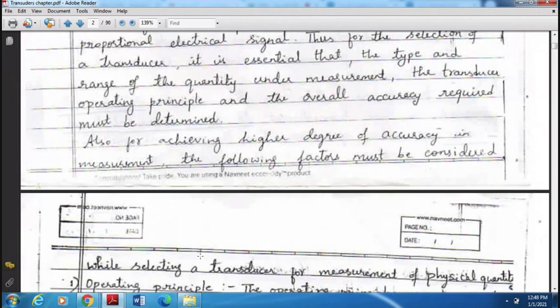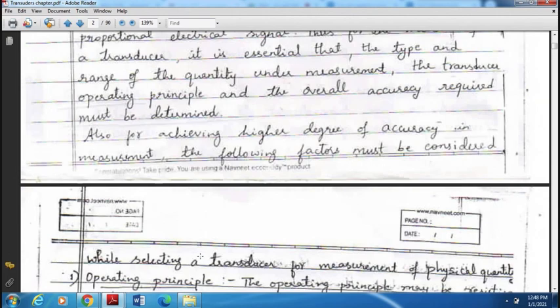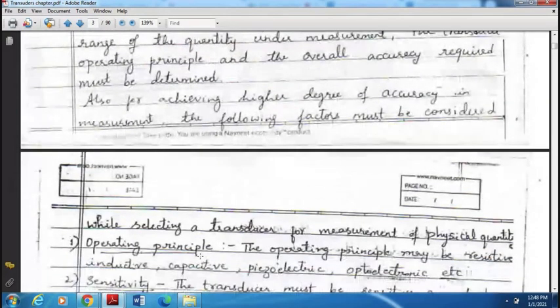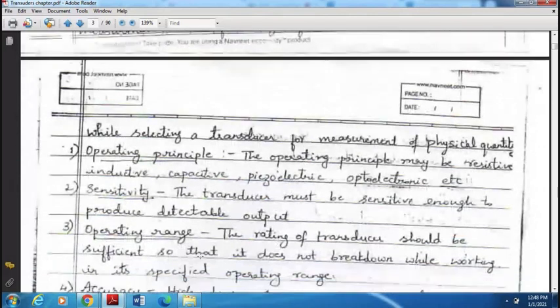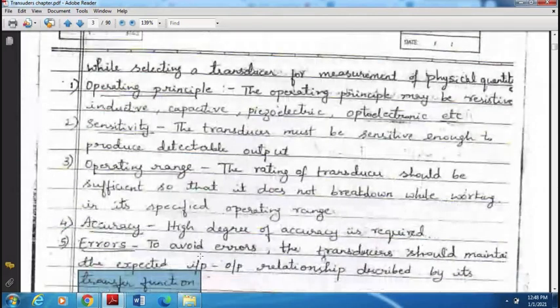Understood? You have to look at all these parameters before buying a transducer or before using a transducer for a particular application. If the transducer satisfies all these conditions and is suitable for a particular application, then you can consider it.